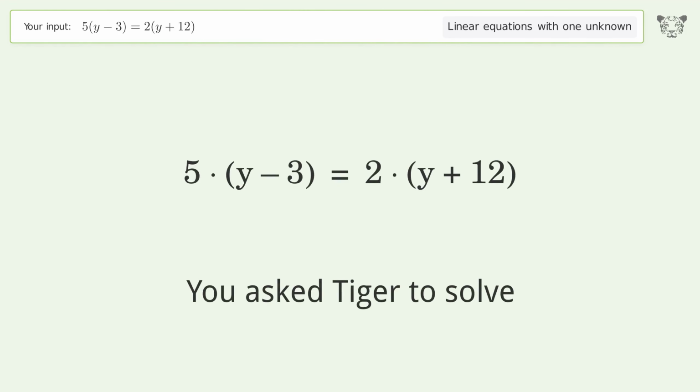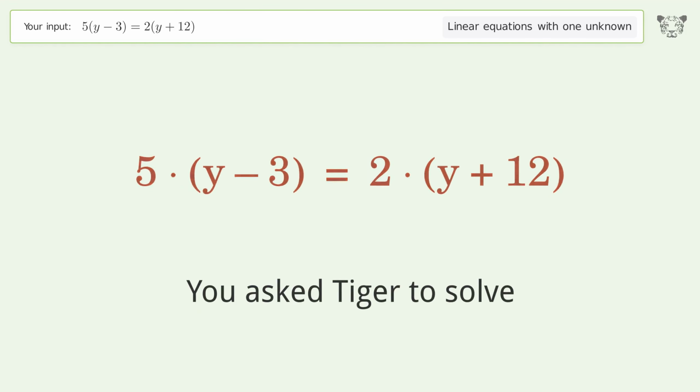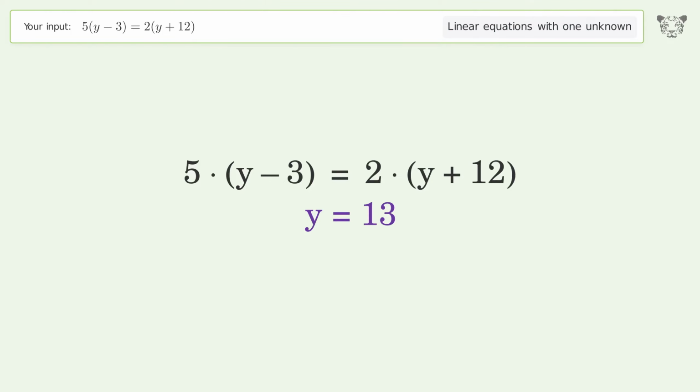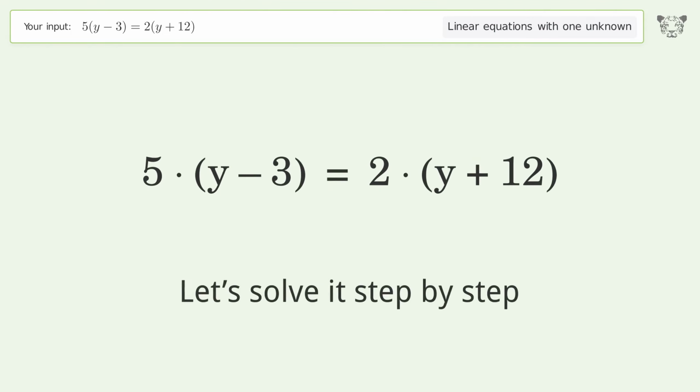You ask Tiger to solve. This deals with linear equations with one unknown. The final result is y=13. Let's solve it step by step.